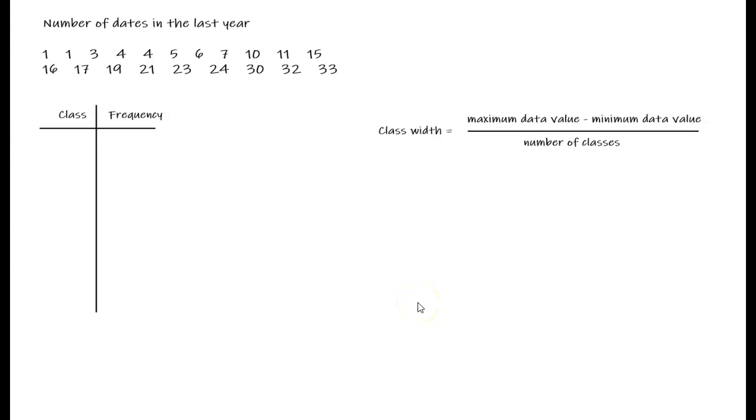Hey, this is Mr. Beckstrom, and today I want to take a look at just a sample problem from section 2.1. This is on frequency distributions for organizing and summarizing data. And today what we're going to do is create a frequency table, or a frequency distribution. I just came up with some sample data. This is what the frequency table looks like, and here is the formula for finding the class width.